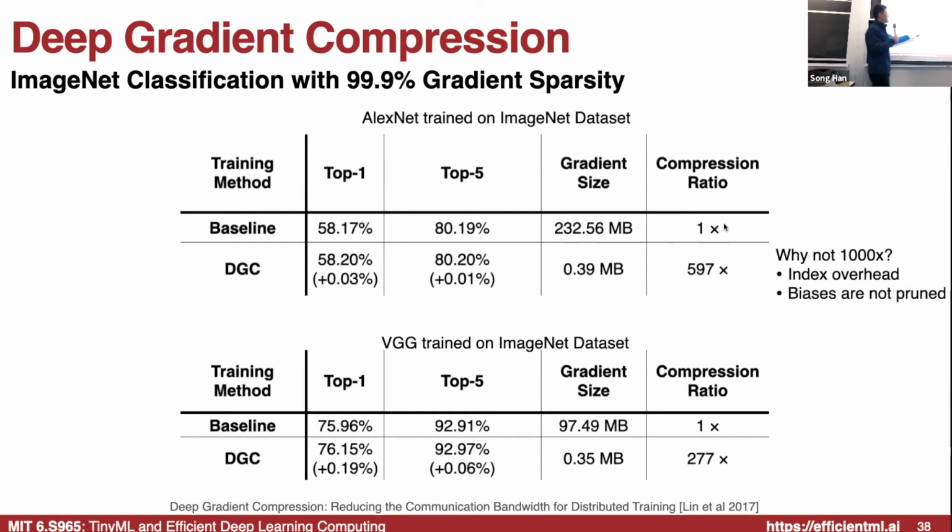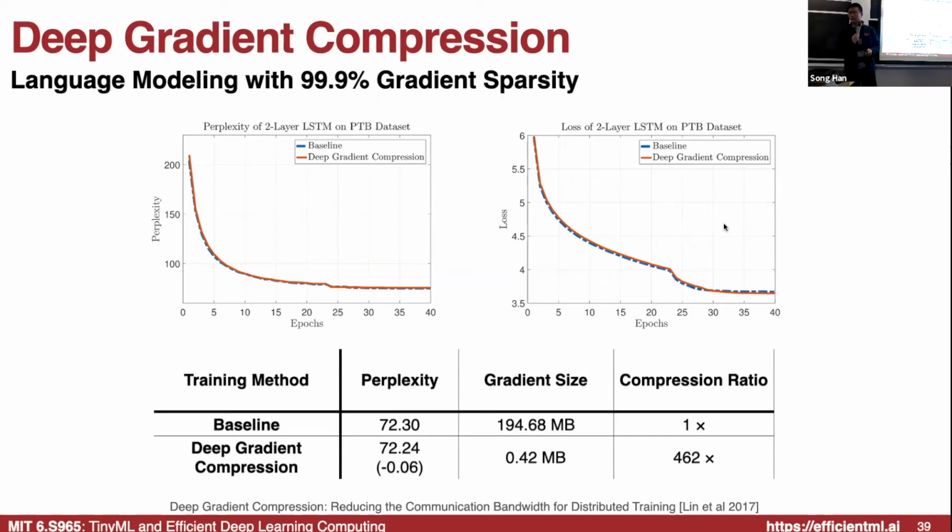On the bottom is showing VGG on ImageNet. The accuracy, again, is well maintained. The compression ratio is about 277 times. Apart from image classification, this is language modeling. Again, with only 1 in 1,000 gradients maintained, here we can have about 462 times reduction of the communication bandwidth, fully matching the accuracy and also the loss during the learning curve.